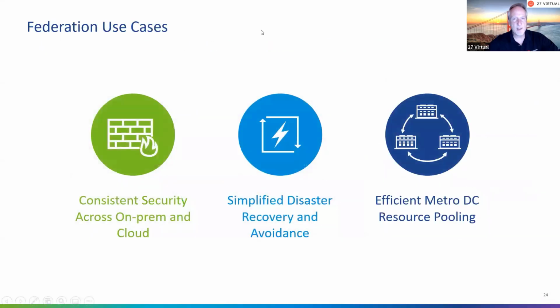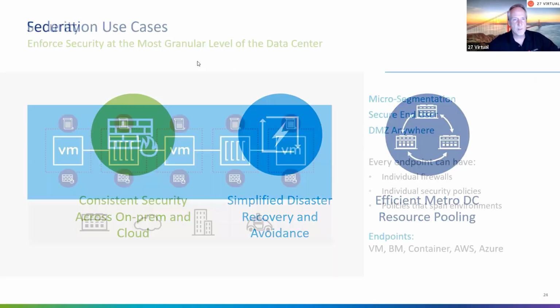So Federation use cases give us consistent security, again, from the global manager. Simplified disaster recovery, much easier to flip over, basically one click almost, and we can flip over to that other data center and take that secondary global and make it a primary. I don't have to recover a management plane. And then very efficient metro data center pooling. You can build a stretch cluster and stretch storage within a metro if you have a 10 millisecond or less latency configuration, and leverage that in those environments as well.